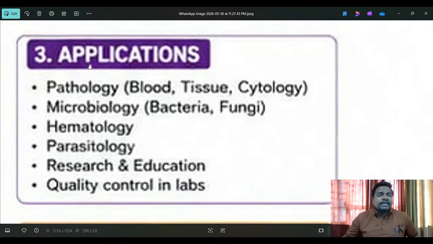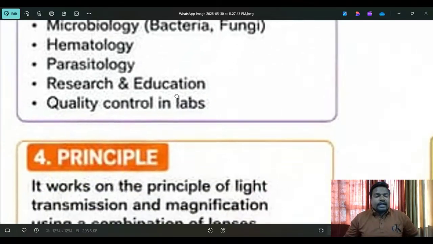Now see here, applications: pathology, blood, tissue, cytology. In hospitals, these departments are using the binocular microscope. First, pathology, that is blood, tissue, cytology; microbiology, bacteria, fungi; and hematology, parasitology, research and education, and quality control in labs. For this purpose this microscope is used.